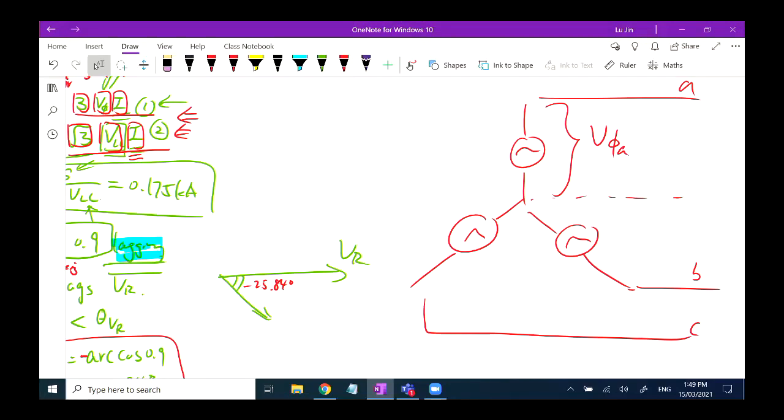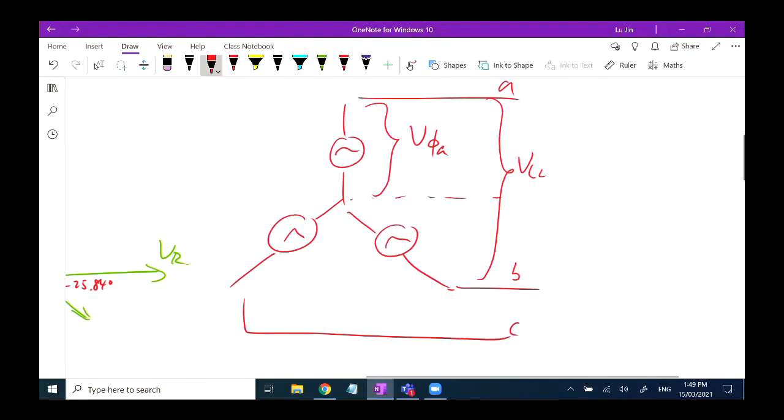The line to line voltage means the voltage between two transmission lines, not the neutral line. So line to line voltage is here, because both lines are not neutral. This is called line to line voltage. If your system is balanced, the line to line voltage is larger than the phase voltage. Again, only for a balanced Y pattern, the line to line voltage magnitude is square root 3 times the phase voltage.